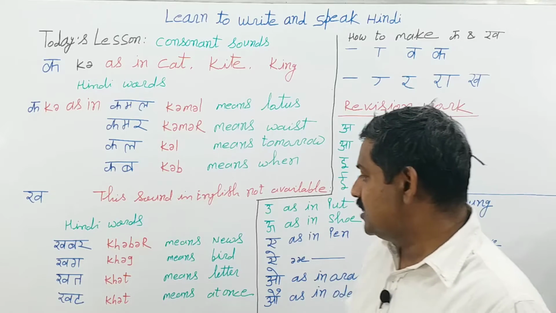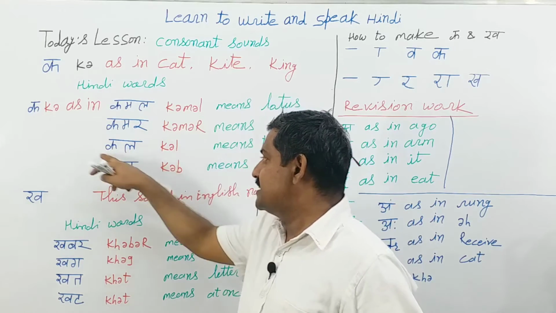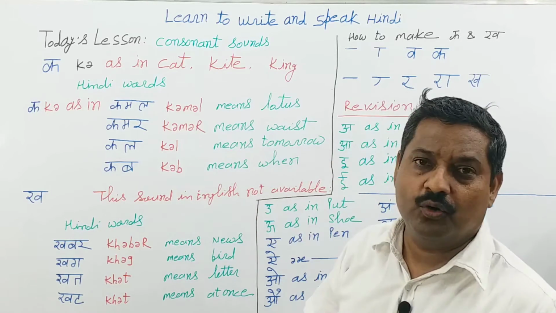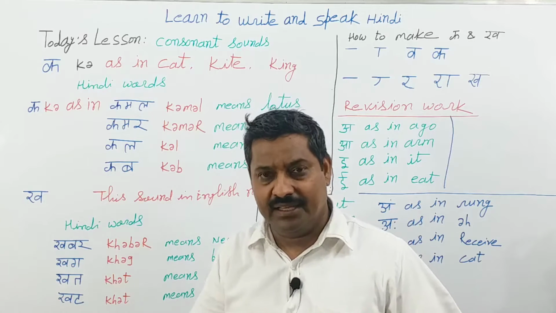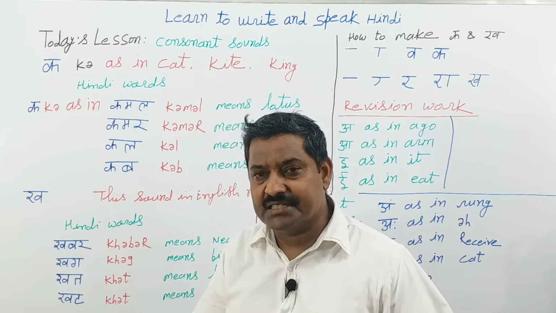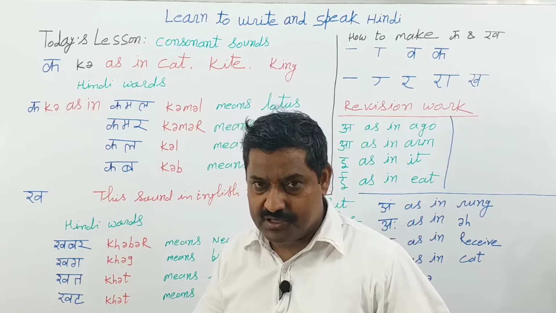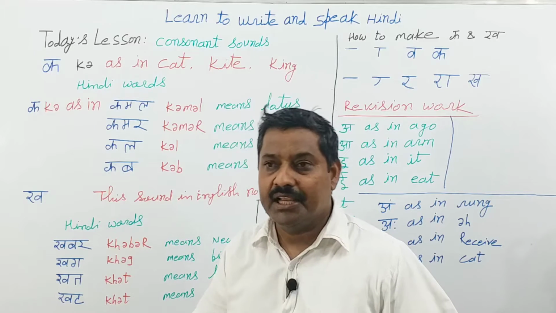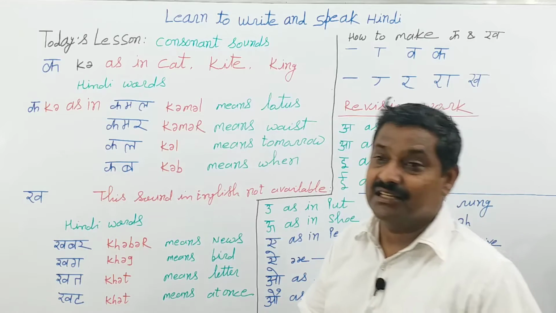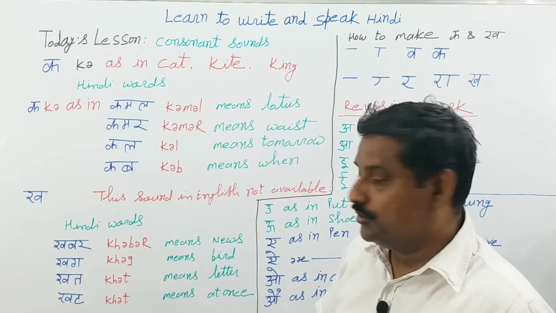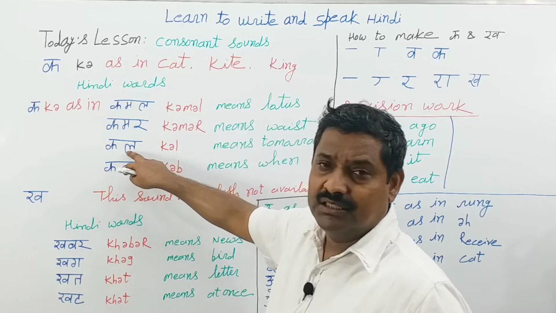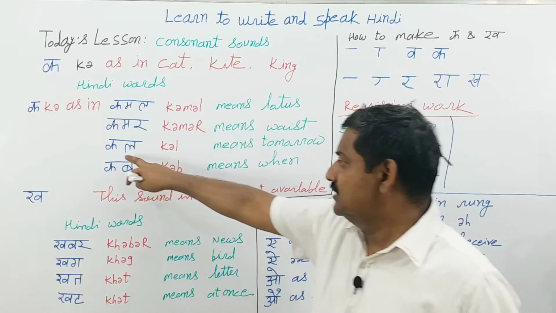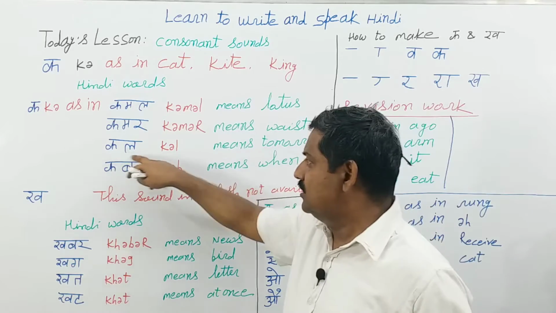And the next word is kal. K as in color. Kal means tomorrow. There are two kal in Hindi: one kal is tomorrow, and one kal is yesterday. And if we speak this word repeatedly, kal kal, it also means sound. But here I've taken only one meaning of kal: kal means tomorrow.